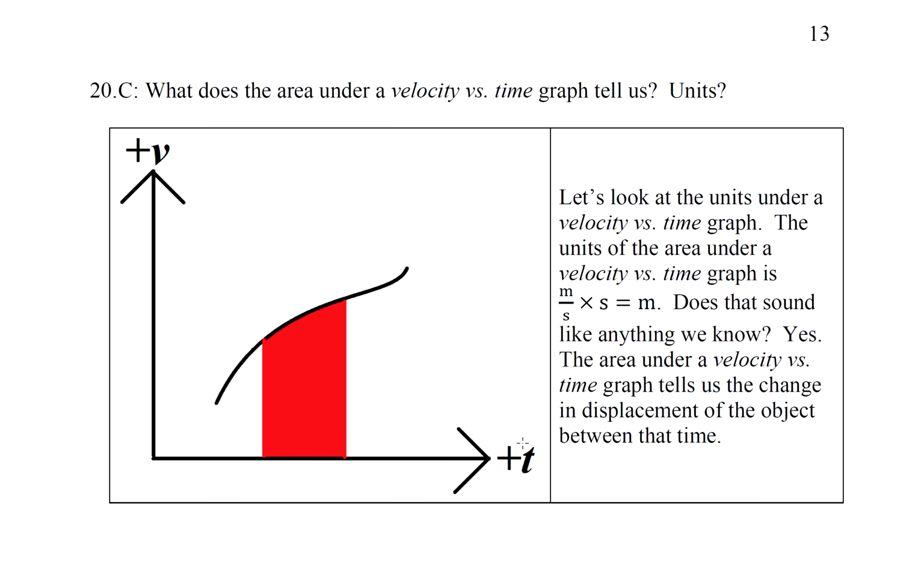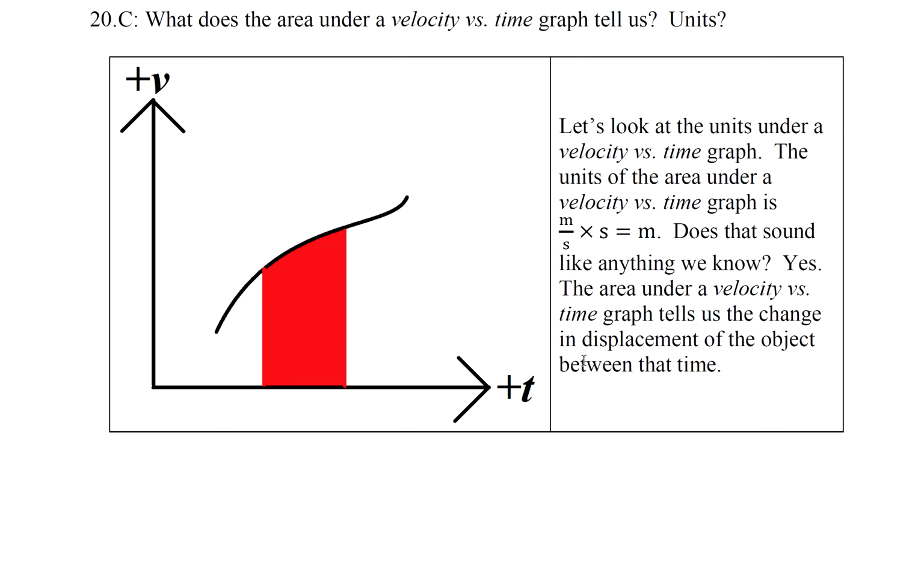What does the area under a velocity versus time graph tell us? Well, what are the units of this area? It's going to be meters over seconds times seconds, which is meters. So the area under a velocity versus time graph tells us the change in displacement between these two times.